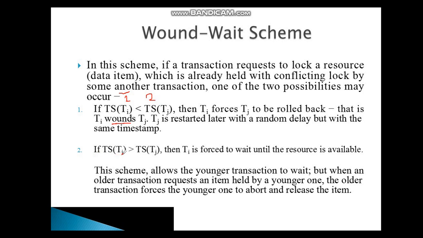If the timestamp of Ti is greater than the timestamp of Tj, that means Ti is 2 and Tj is 1, then Ti is forced to wait until the resource is available. This scheme allows the younger transaction to wait, but when an older transaction requests an item held by a younger one, the older transaction forces the younger one to abort and release the item. So this is the concept of the wound-wait scheme.